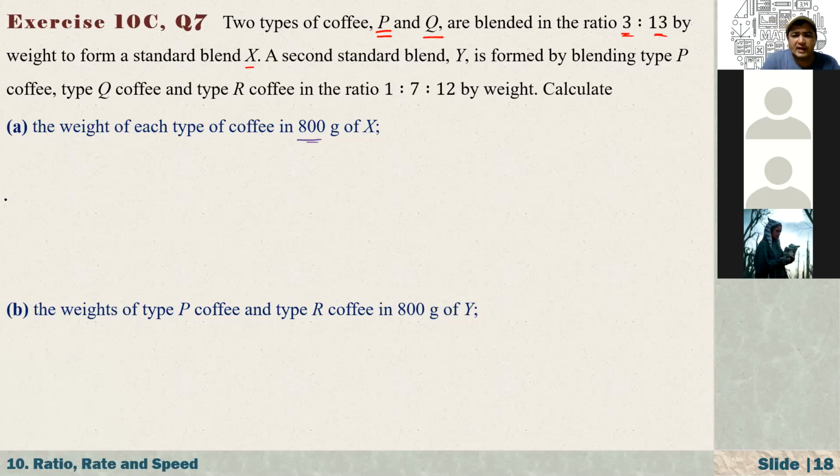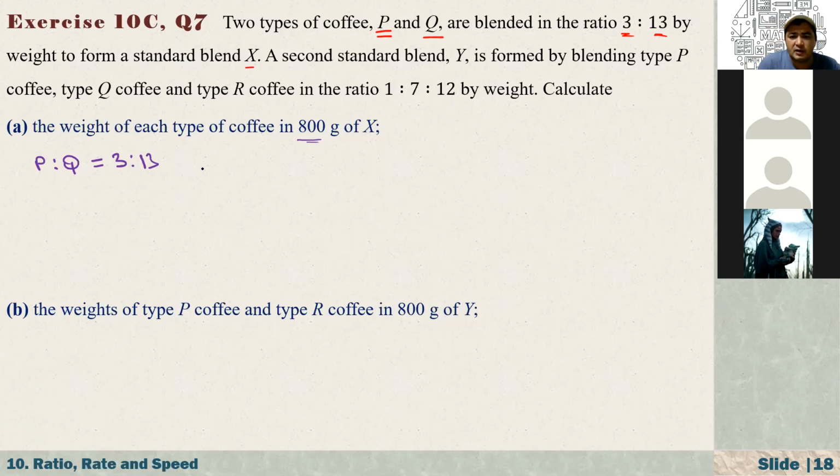Since we just added in this ratio P to Q, that is 3 to 13, what does it mean? We're just dividing this 800 grams into 16 parts. 3 parts are from coffee P and 13 parts from coffee Q.